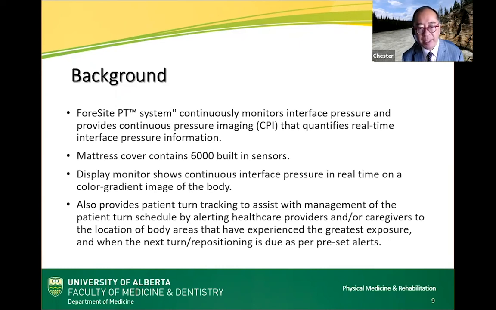It also provides a patient turn tracking system to assist with the management of the patient turn schedule by alerting healthcare providers and/or caregivers to the location of the body areas that have experienced the greatest exposure, and when the next turn or repositioning is due as per the preset alerts. So if you want to set that as every 2 hours, you can do it that way. Or if you want to set that as every 3 or 4 hours, you can do that too.